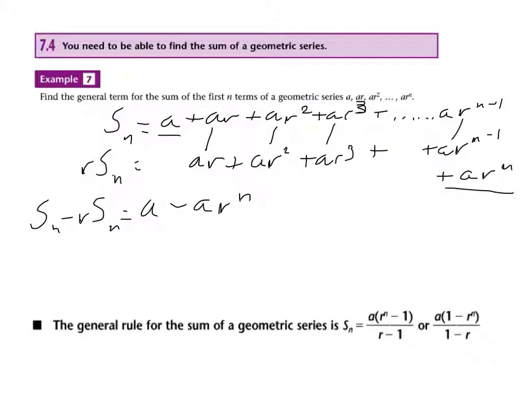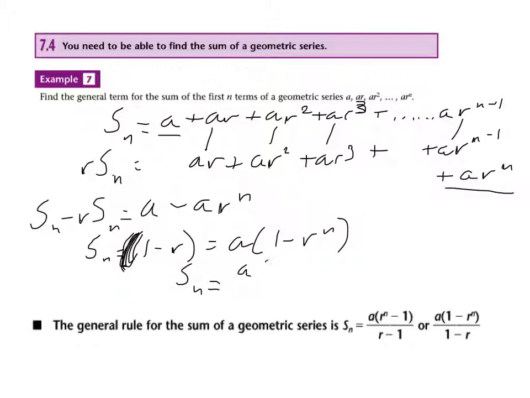Well, now we don't actually want to know what Sn minus r Sn is. So if we factorise this, if we take out Sn, we've got 1 minus r here. And at the same time over here, we could factorise this: we've got a brackets 1 minus r to the n here. Oh, that should be a bracket there, not an equal sign. So when we divide, we get Sn equals a brackets 1 minus r to the n over 1 minus r. And this is the rule here.